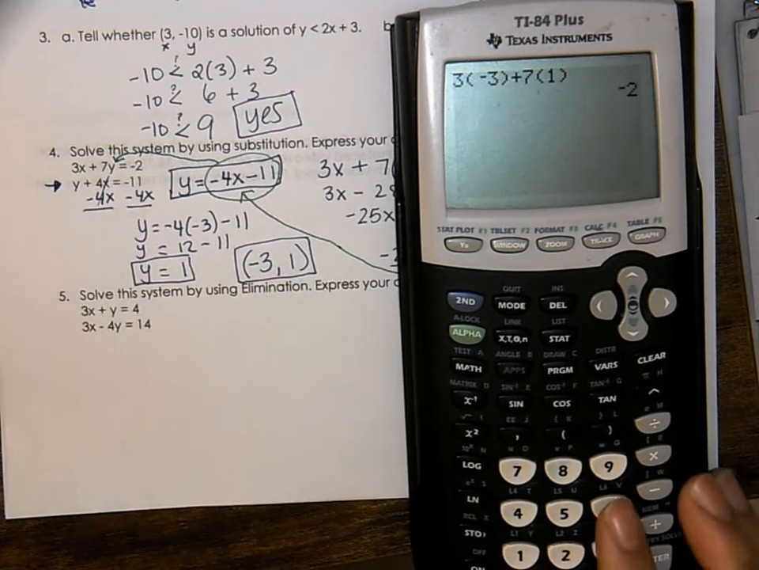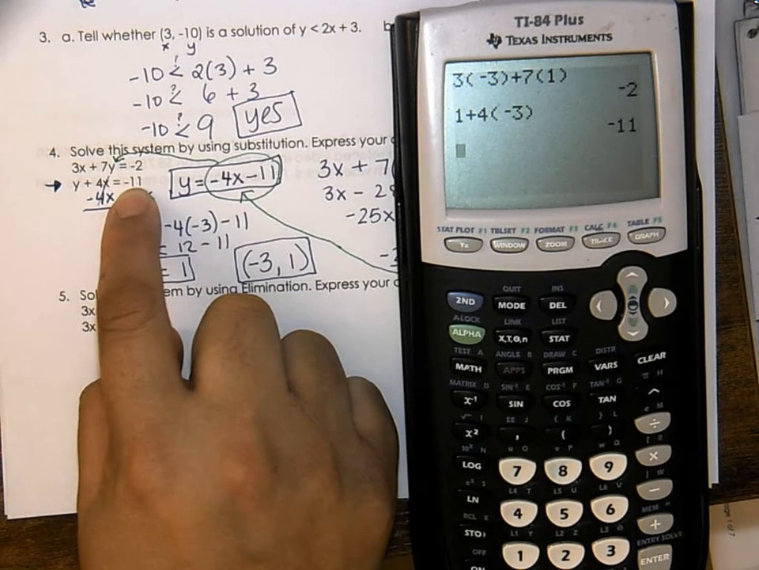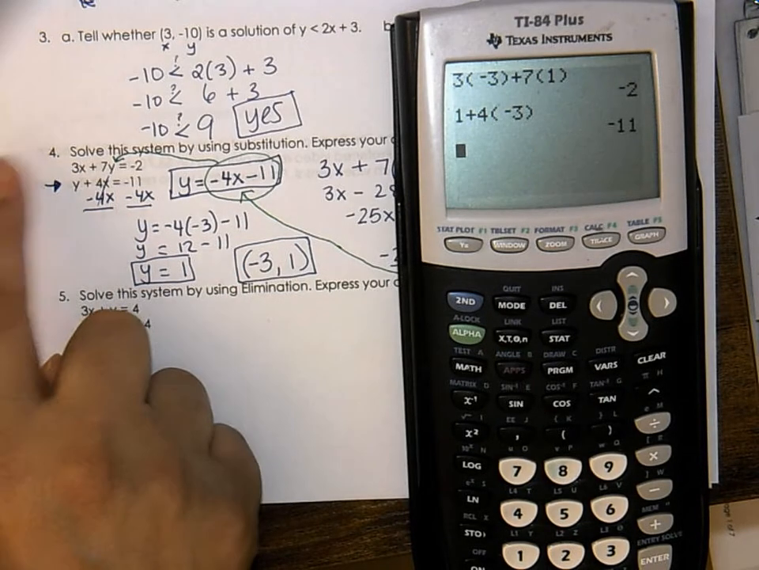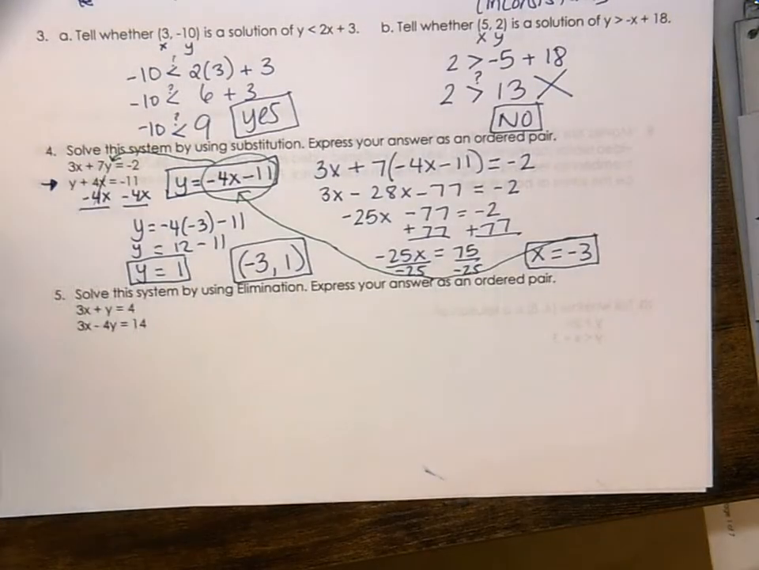The second one is y first. So 1 plus 4 times negative 3. That's 4x. When I hit enter, I should get negative 11. And I do. So both of those work. The answer I got works in both equations. So I know I did that right. All right, let's keep going.